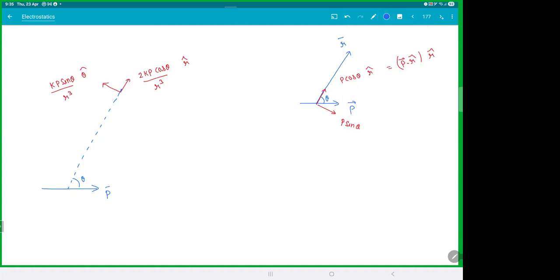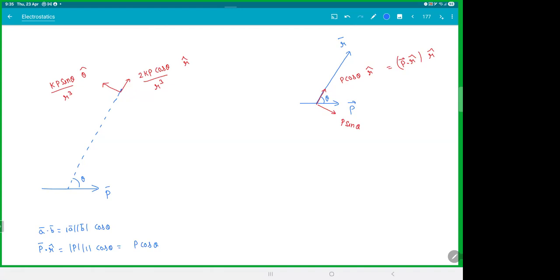I hope you guys remember this. This thing comes from vector components. You learned it in vectors. A bar dot b bar is mod a mod b cos theta. So here you're trying to find the component between p bar and r cap. P bar dot r cap will be p, that is 1, into cos theta, which is p cos theta. So p cos theta can be written as p bar dot r cap.